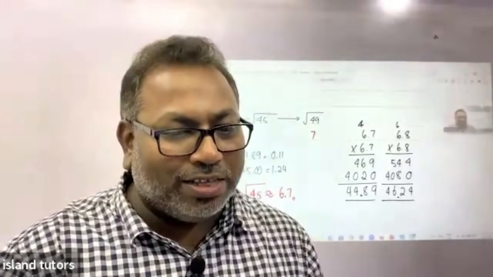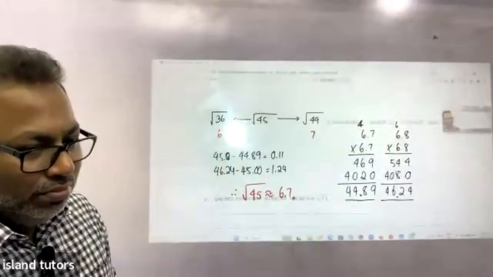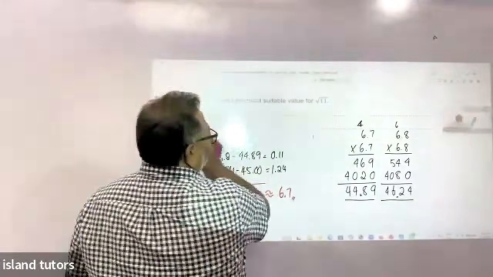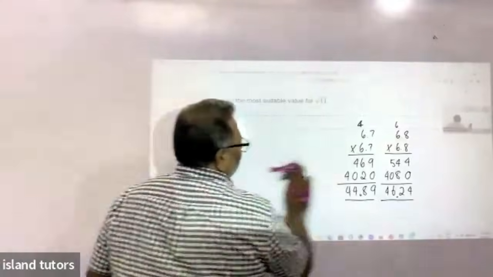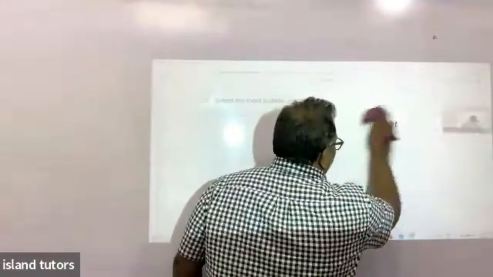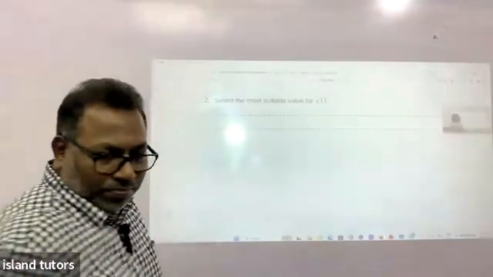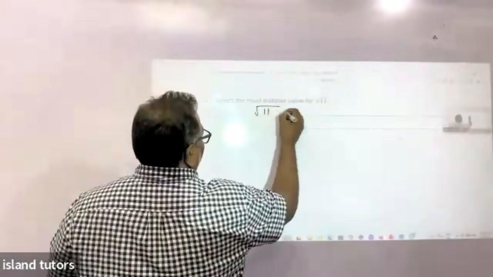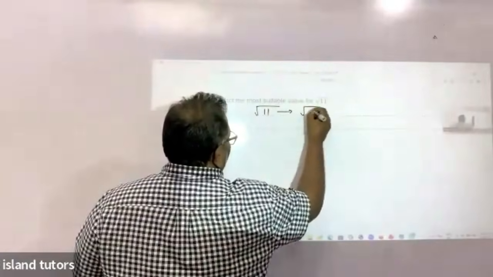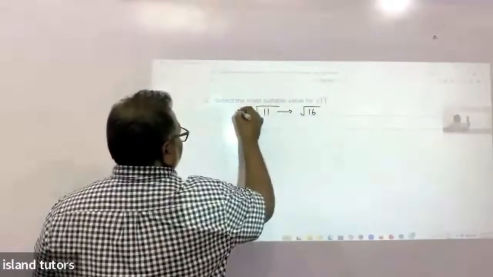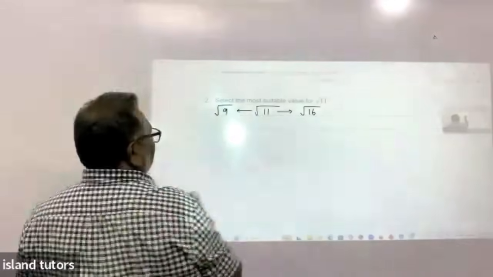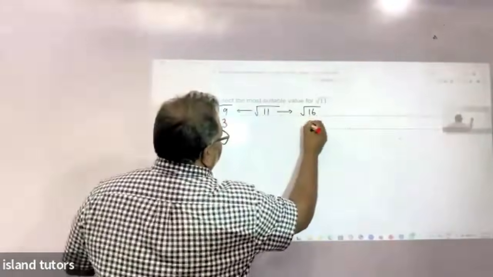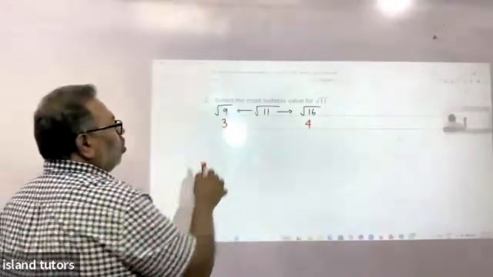Another one, quickly. Select the suitable value for square root of 11. So square root of 11. This side you have square root of 16, this side you have square root of 9. Perfect square 9, so 3. Again 4. 11 is closer to 9.